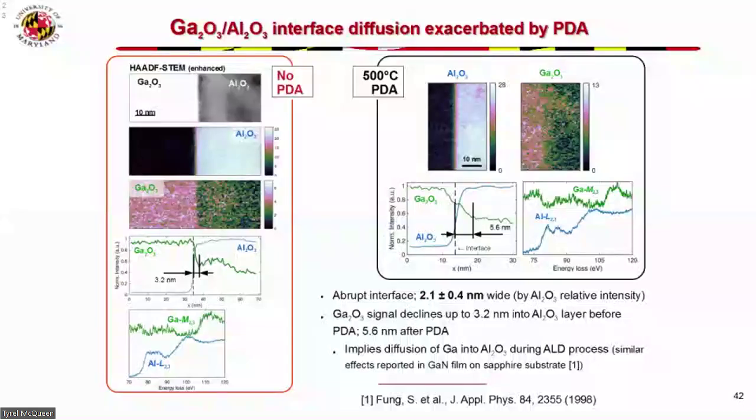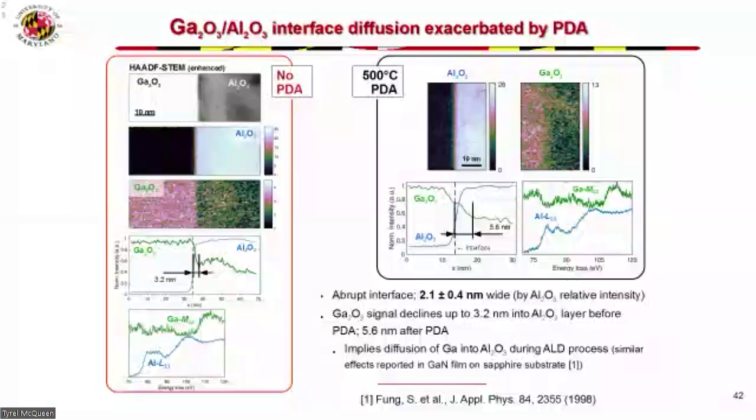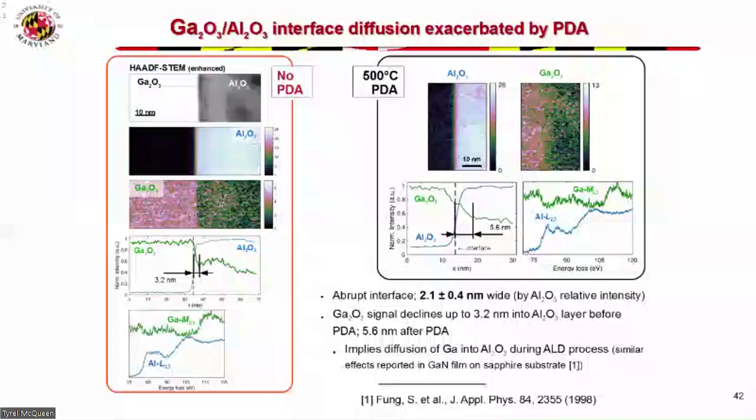But we also did the same analysis, and this is a sample that had no post-deposition annealing, so just the growth of the aluminum oxide. And we can see the aluminum where we expected, gallium, nothing at the interface. But we do see a relatively sharp 3.2 nanometer interface. Maybe a little bit of gallium diffusing into the aluminum oxide. With the post-deposition annealing, we can see that actually the interface becomes wider. So it's now 5.6 nanometers.